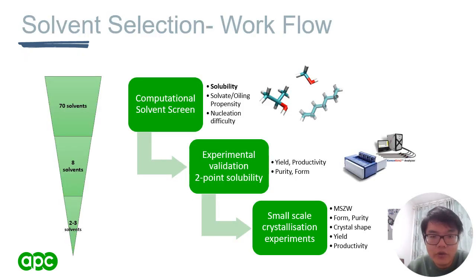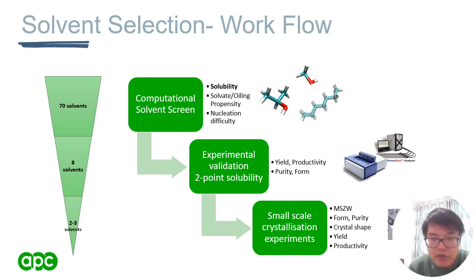At APC, we have our own workflow for solvent selection. We typically start from 70 solvents by using COSMO-RS and Materials Studio, and based on the predicted solubility results, solvent propensity and nucleation behavior, 6 to 8 solvents can be identified as potential good and anti-solvents, which were then brought into the lab for 2-point solubility measurement.